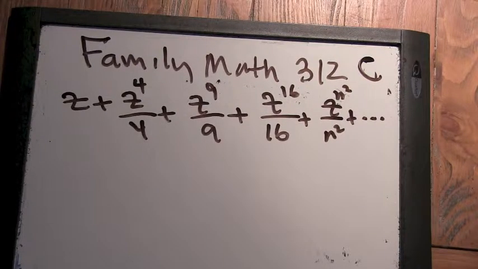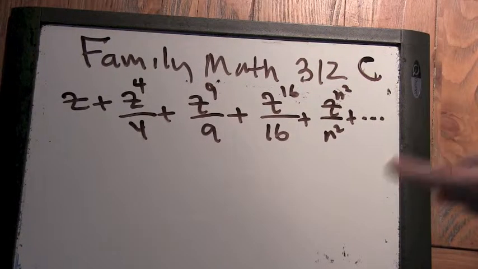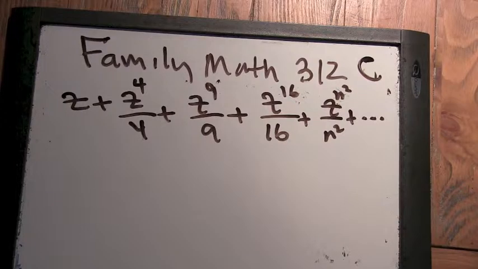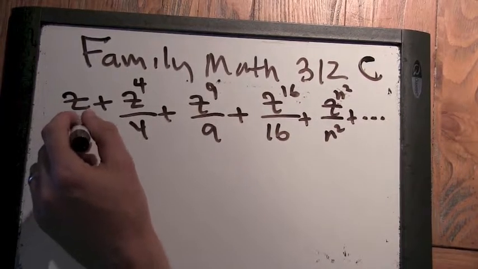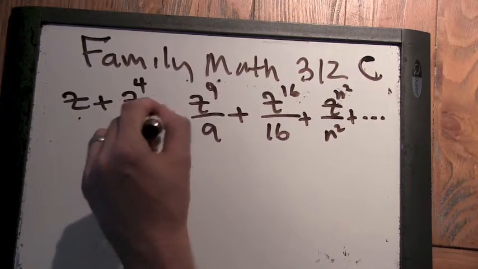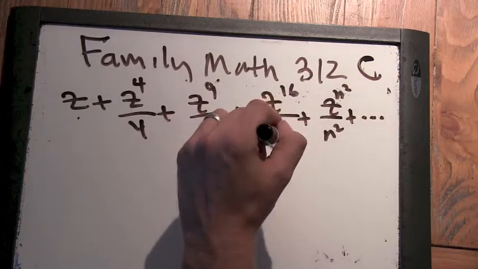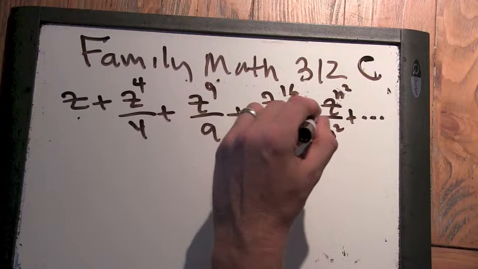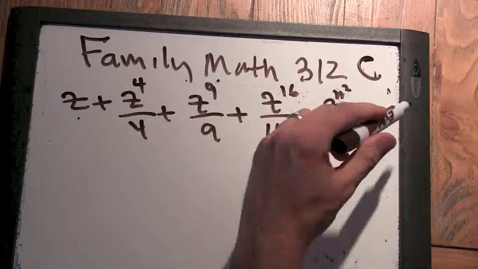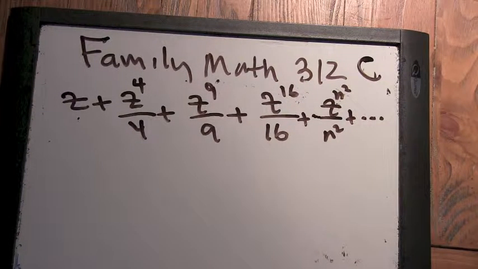So here's what Dan is doing. He's starting with a circle in the complex plane. And he's taking every point z and turning it into this: z plus z to the 4th over 4 plus z to the 9th over 9 plus z to the 16th over 16 plus z to the ... z to the n squared over n squared, all the way on to infinity.